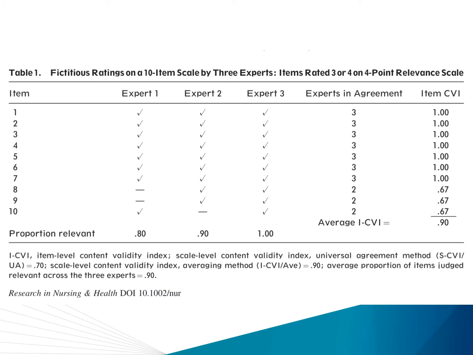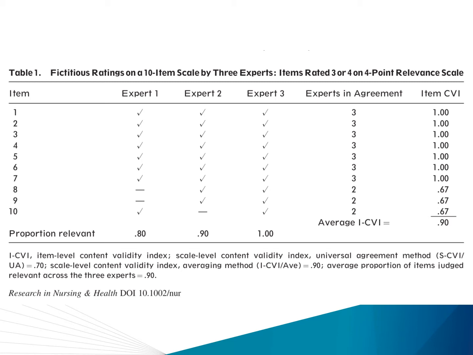Now, here we have a fictitious worked example from the paper in Research in Nursing Health to which I just referred you. And it's an example using 10 items with 3 experts. Normally you would want more experts. And they are all asked to indicate their agreement with items being relevant on a 3 or a 4-point relevance scale. It doesn't really matter. All we're concerned with are the ones where the experts agree that these items are strongly relevant.